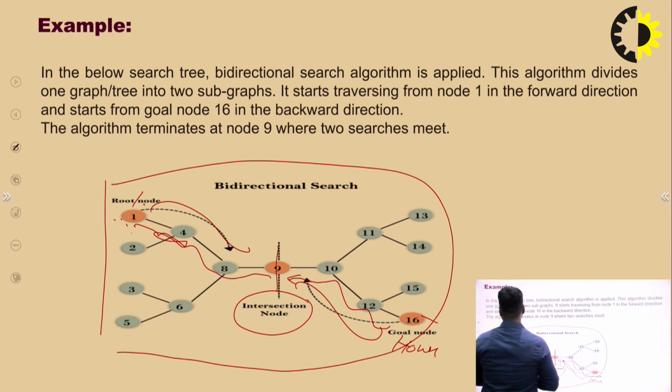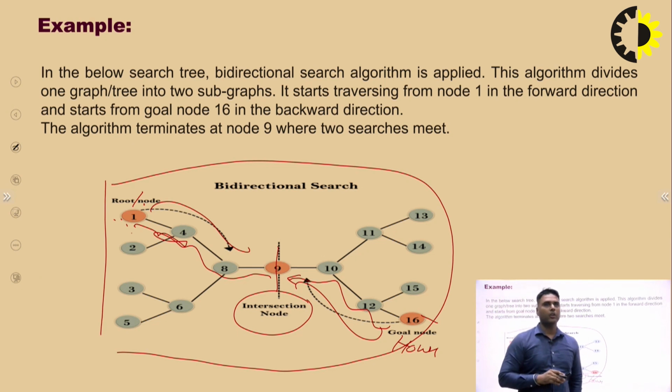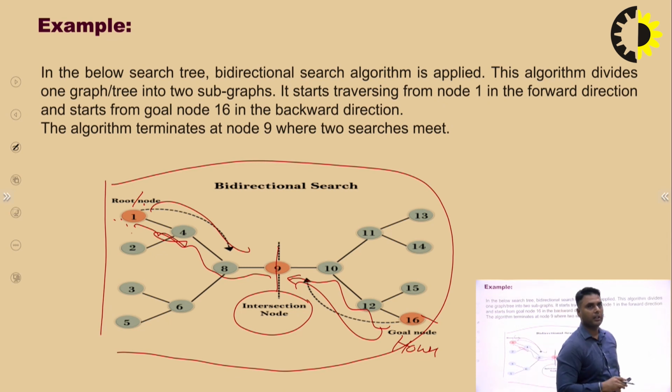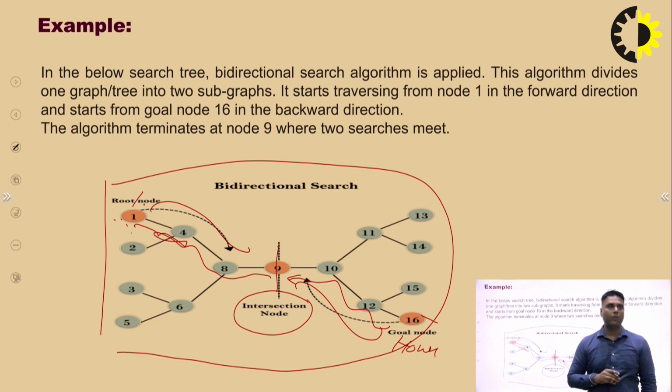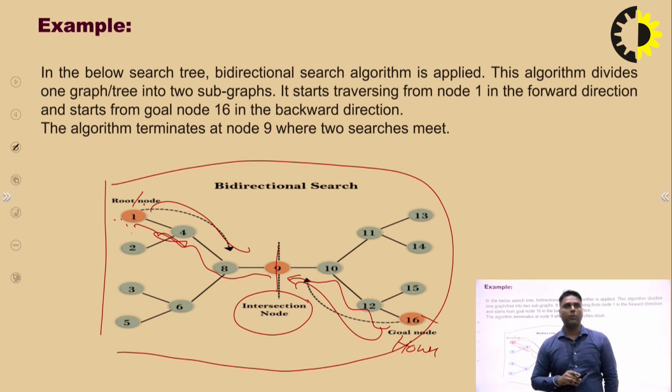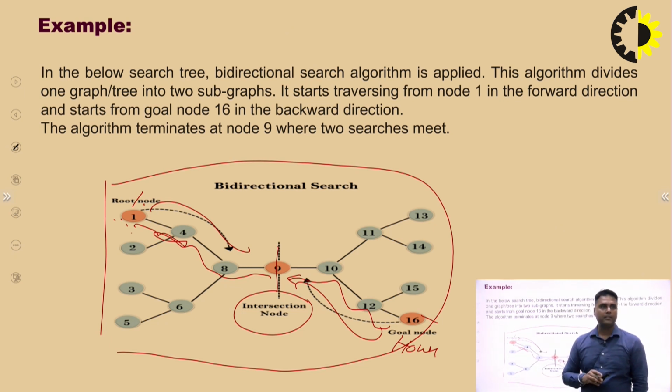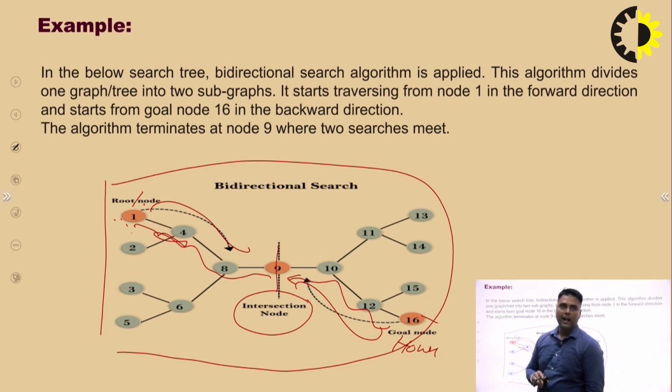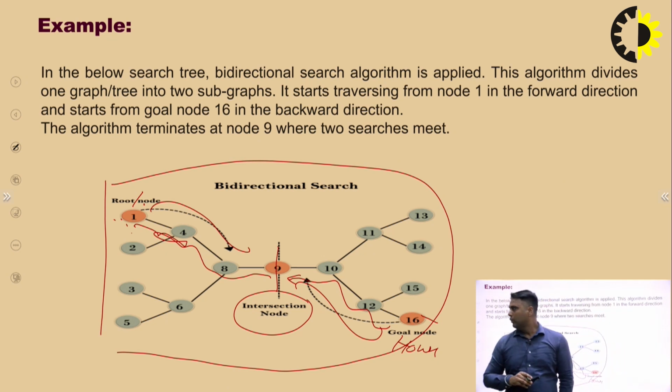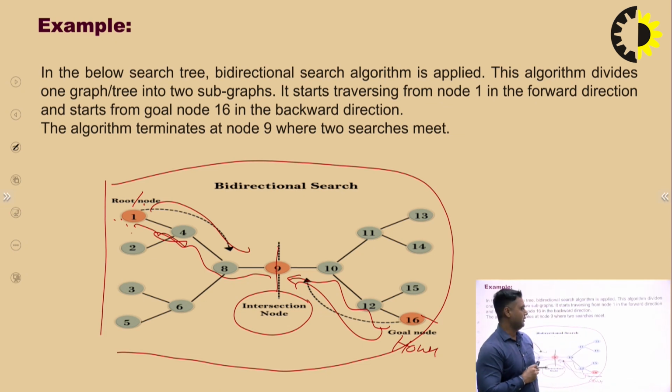Then here are some points. In the below search tree, the bidirectional search algorithm is applied. This algorithm divides one graph tree into two subgraphs. It starts traversing from node 1 in the forward direction and starts from goal node 16 in the backward direction. The algorithm terminates at node 9, where the two searches meet.